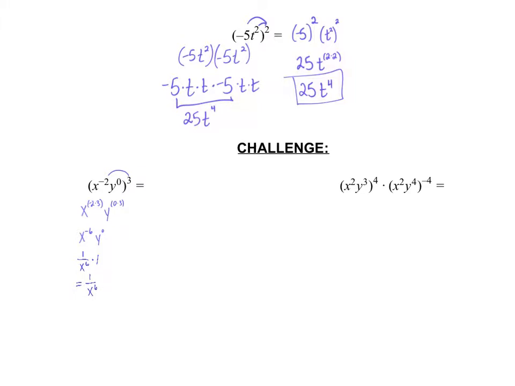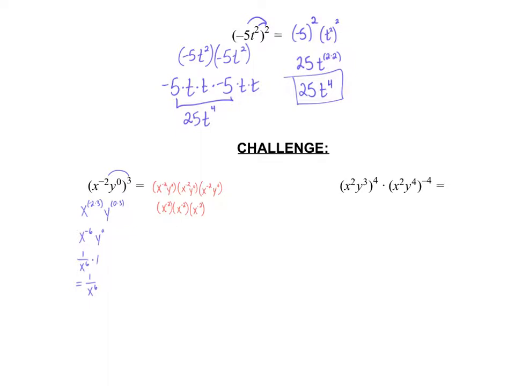All right, another way to figure this one out is maybe I expand it out. x to the negative 2nd, y to the 0, and then 3 times because it's being cubed. So x to the negative 2nd, y to the 0, x to the negative 2nd, y to the 0, 3 times. Maybe you realize y to the 0 in all of these is just 1. So really we just have x to the negative 2nd times x to the negative 2nd times x to the negative 2nd.